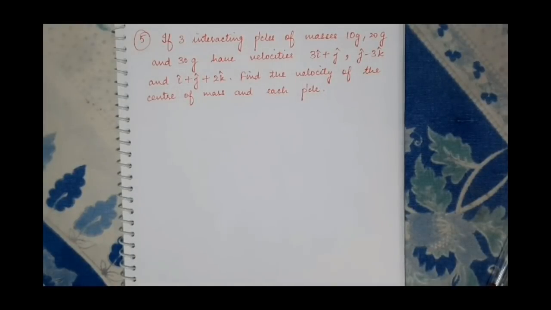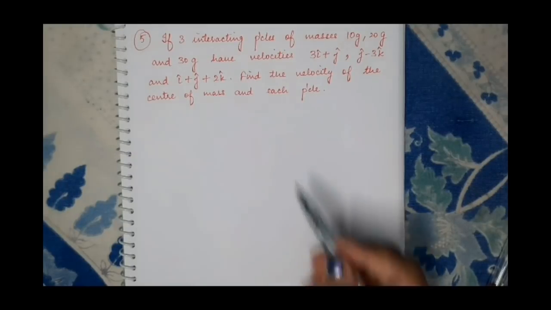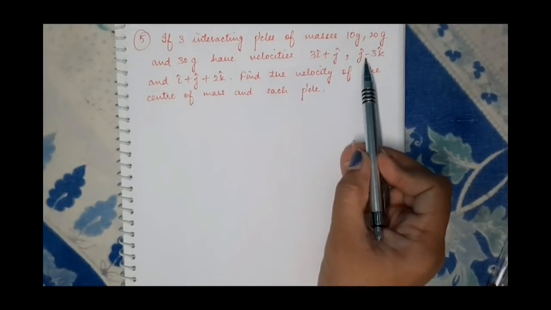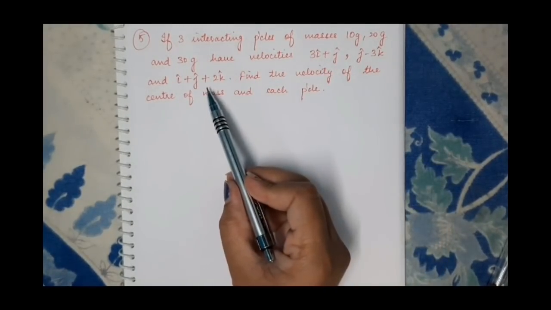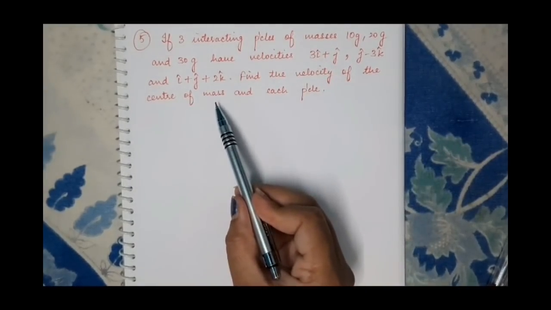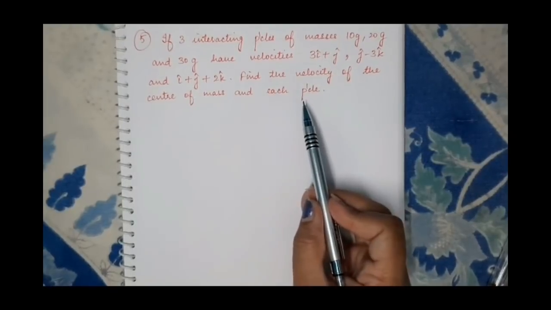Now in the next question, we are given 3 interacting particles of masses 10 gram, 20 gram and 30 gram, meaning m1, m2, m3 are given and their velocities are also given. These are the v1 vector, v2 vector and v3 vector. What we have to calculate is the velocity of center of mass and of each particle.